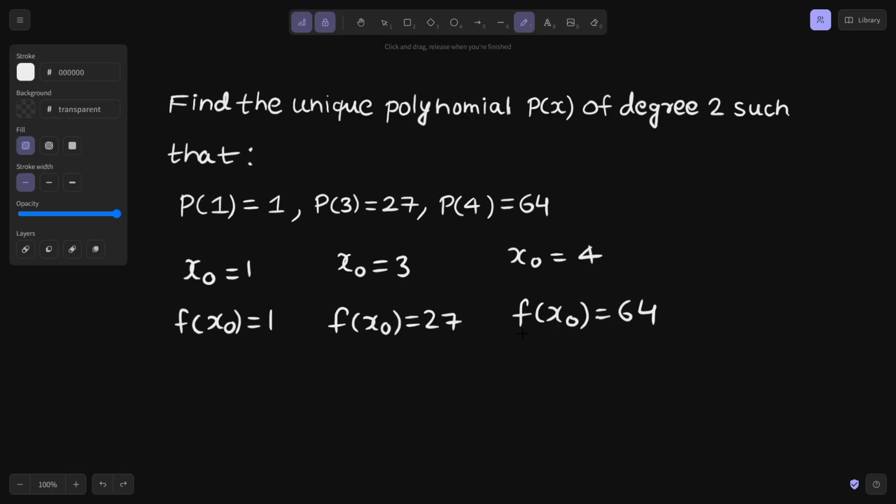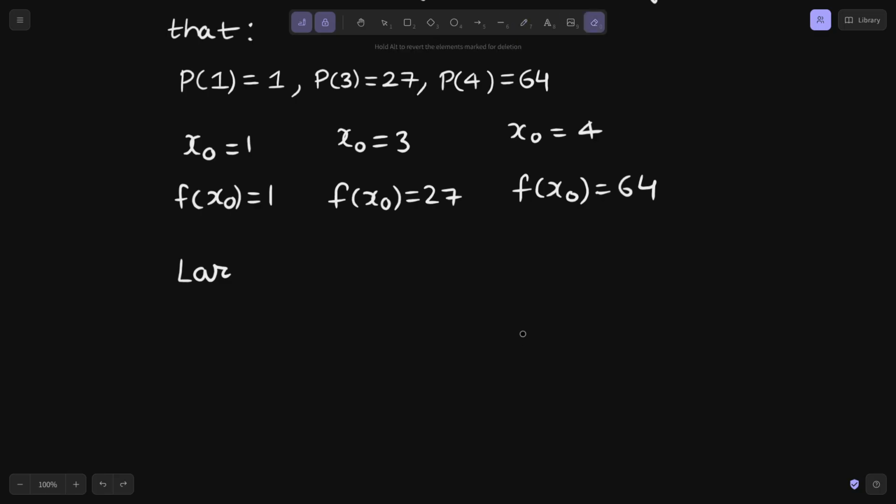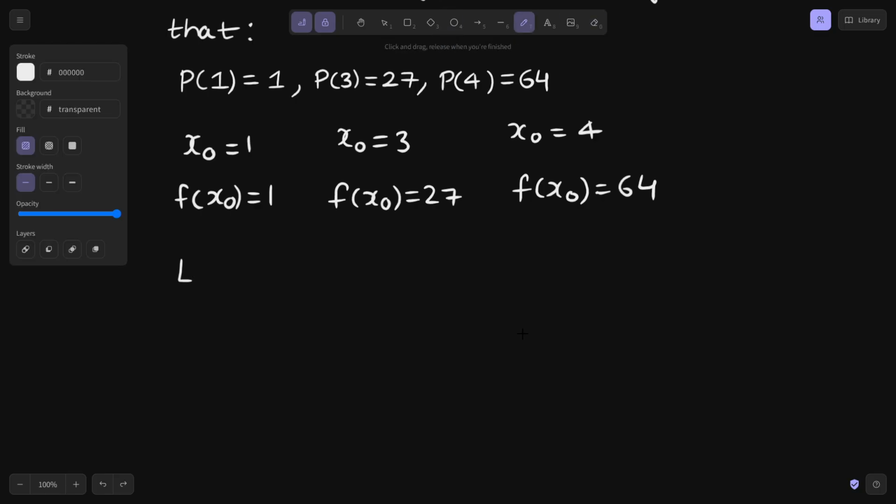So we can use different methods, but one such is the Lagrange's interpolation method. Let's first write the standard formula for that. Lagrange's interpolation formula.